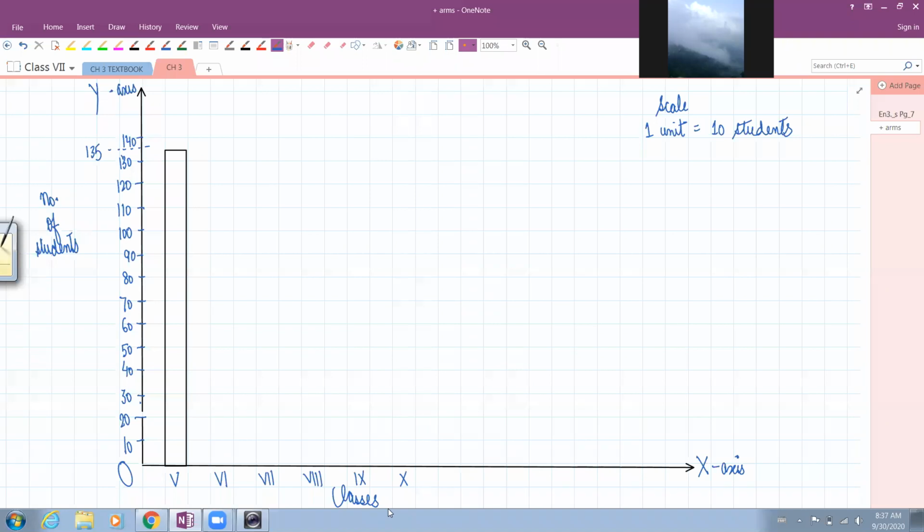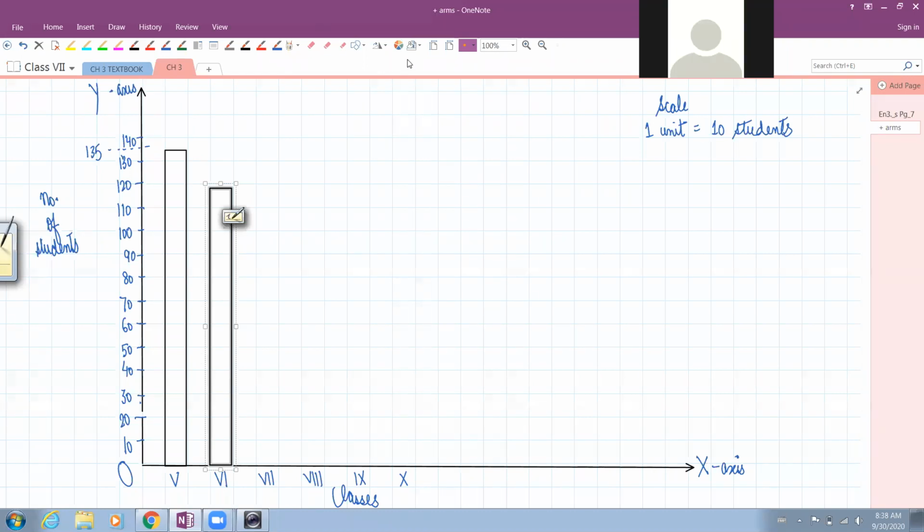I'm using Roman numbers rather than writing down the counting in words. For class 6. Ma'am, can we write the class in the box? Yes, you can write the class in the box as well. For 6th, I've got 120 students. So I'm just going up to 120 here. The bars should be of the same thickness. I am making the bars one block wide and I am leaving one block before I draw the next one.